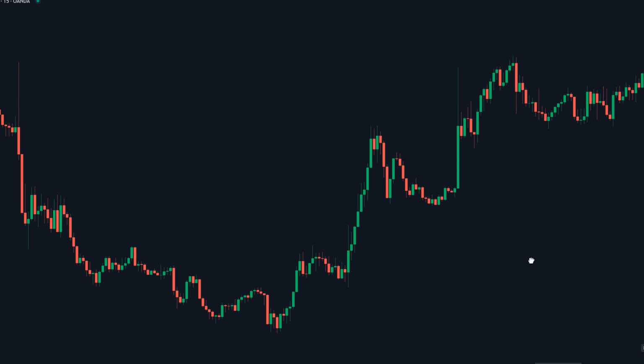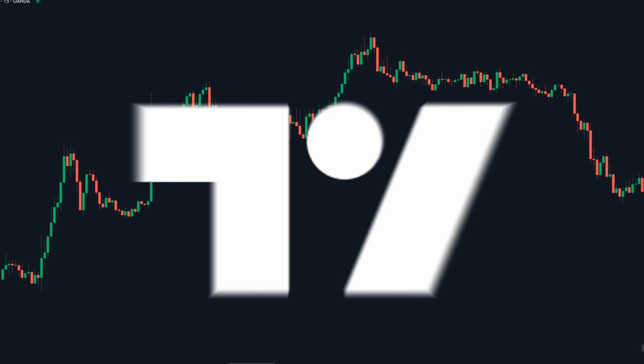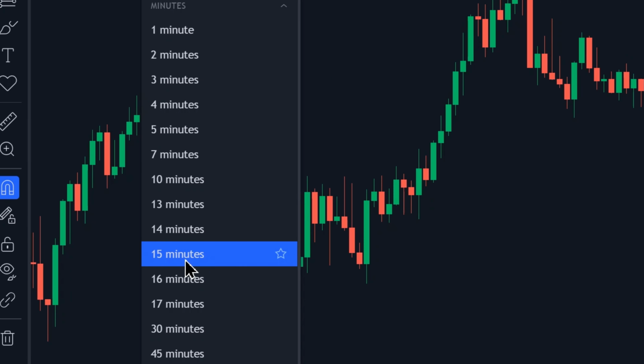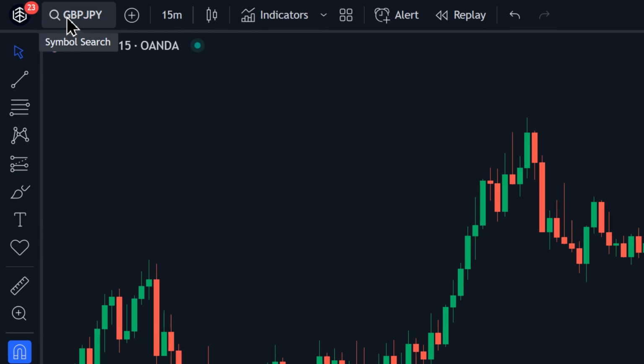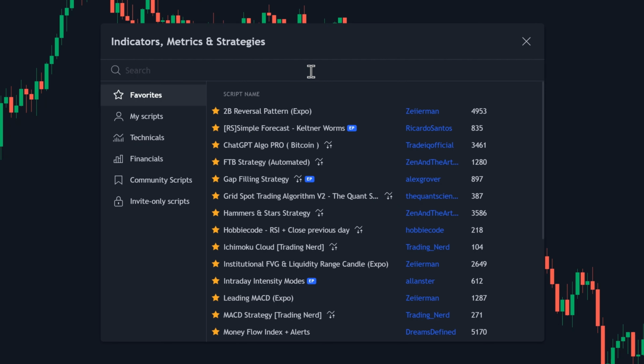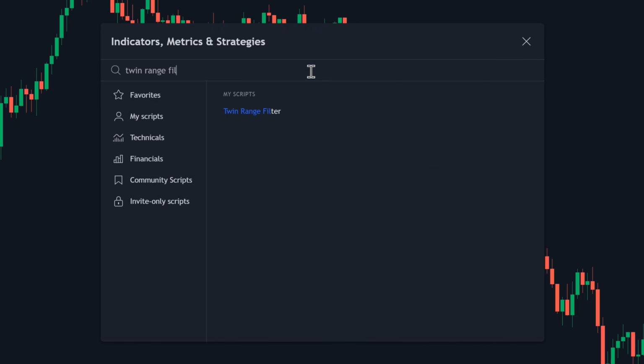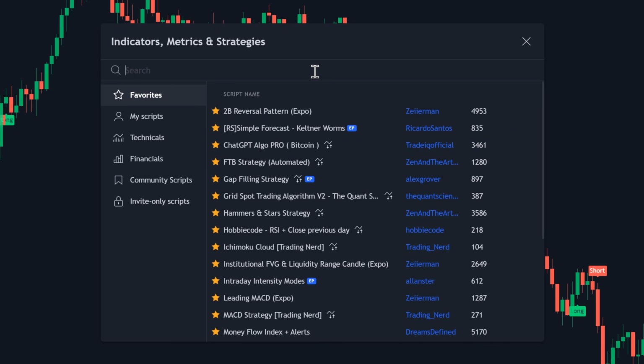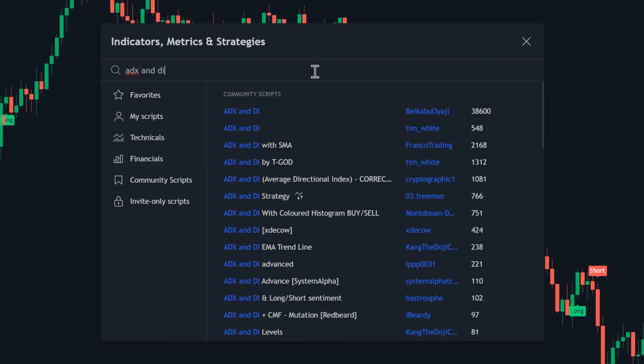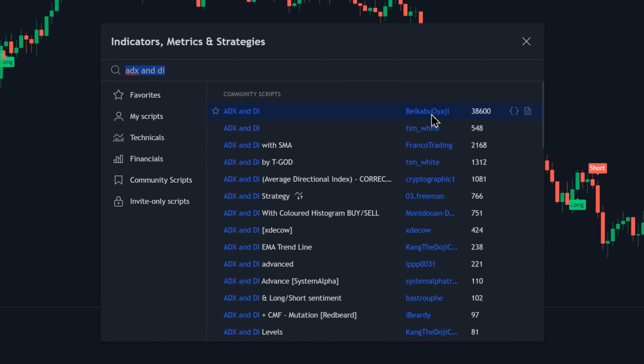Now let's begin by adding the indicators that we need. Go to TradingView and load the 15-minute time frame of GBP/JPY. Then open the indicator search tab and type in twin range filter. Select this one by calling MCK. Next, type in ADX and DI and select this one by Beikabu Oyaji.